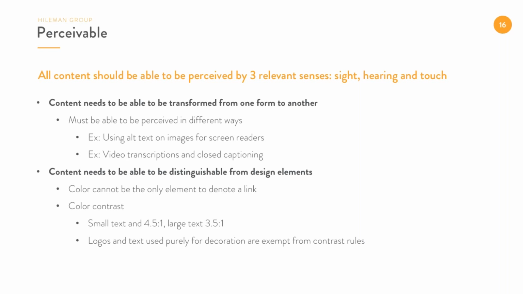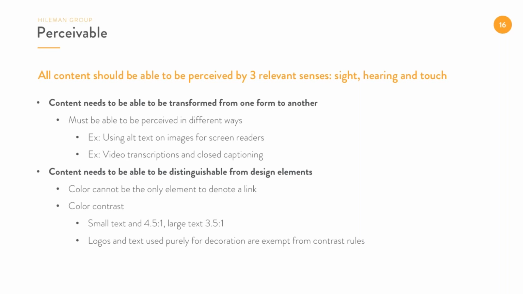Also, color contrast. And this is a big one, and one that I fight every day, is making sure the color contrast is good enough on a website. Small text needs to be 4.5 to 1, and large text 3.5 to 1 in terms of the contrast there. So large text also is defined as anything over 18 point on most fonts.